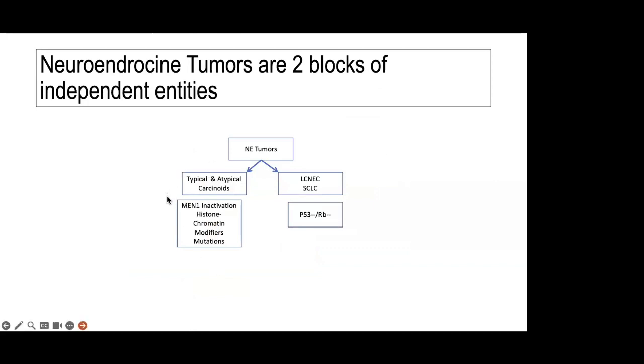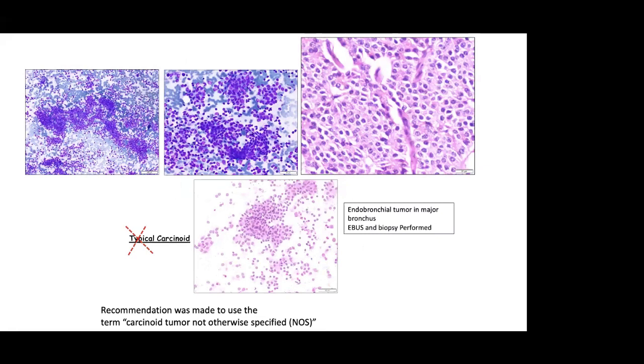On one, we have typical and atypical carcinoids. Genomically, they have MEN1 inactivation and mutations in chromatin modifier genes, whereas high-grade neuroendocrine tumors or carcinomas are those which are genomically deleted in P53. They have mutations in P53. They have deletion in RB1 protein. So these are two different grades of tumor.